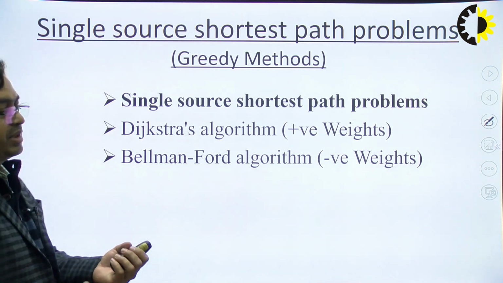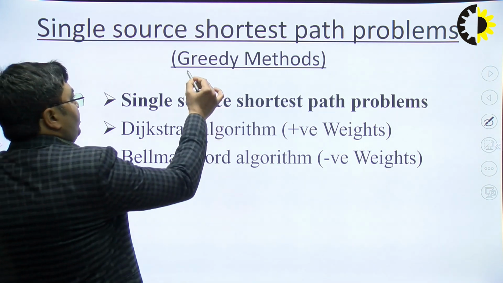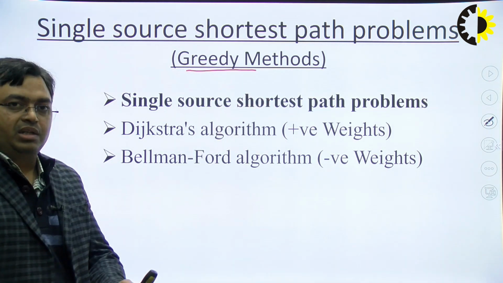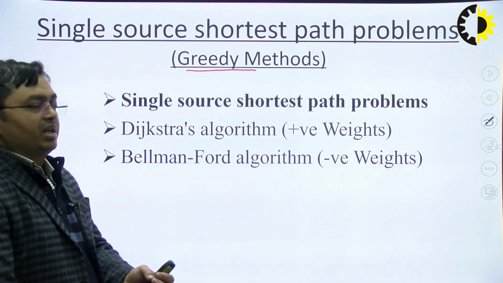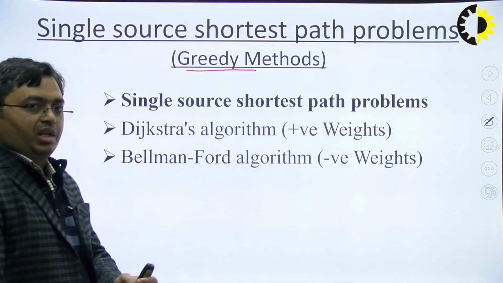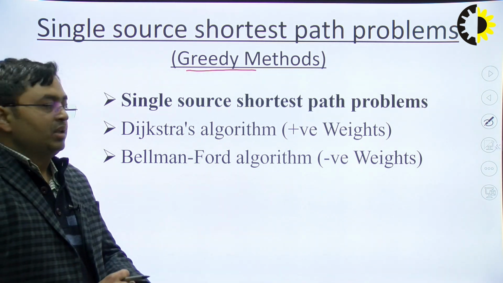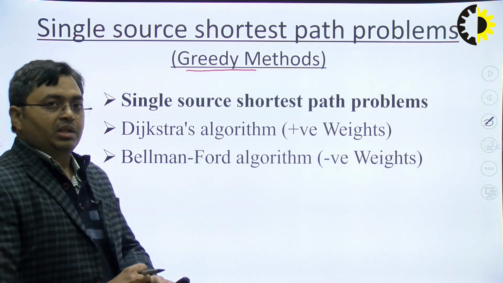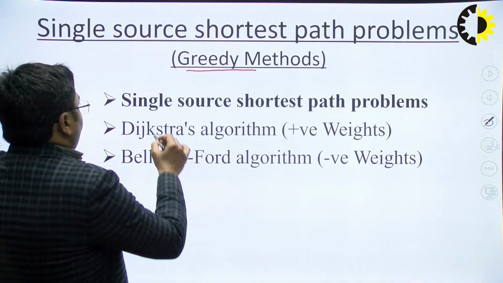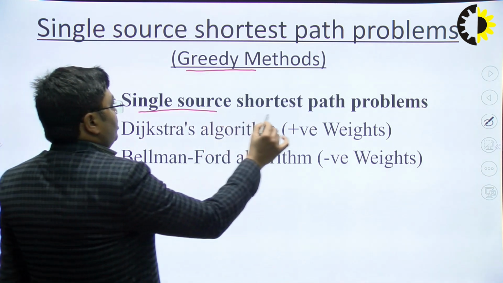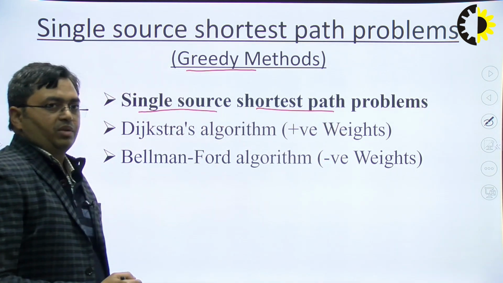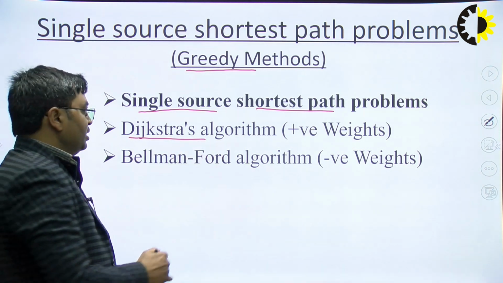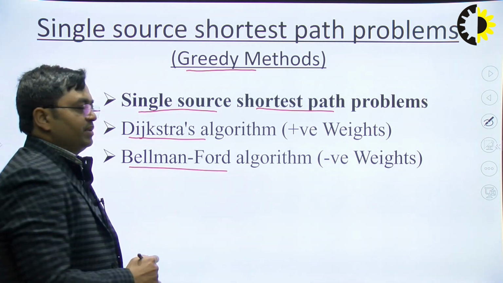What is the single source shortest path problem? It is a greedy method type problem. The greedy method is a category in which we can segregate algorithms into greedy, dynamic, backtracking and other types. These problems come under the greedy methods, in which we have the single source shortest path problem, which we are going to see today, where Dijkstra's algorithm and the Bellman-Ford algorithm are there.